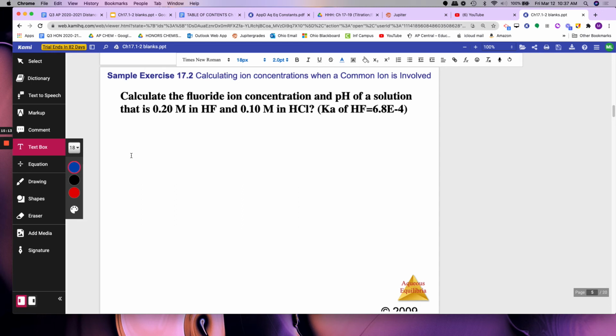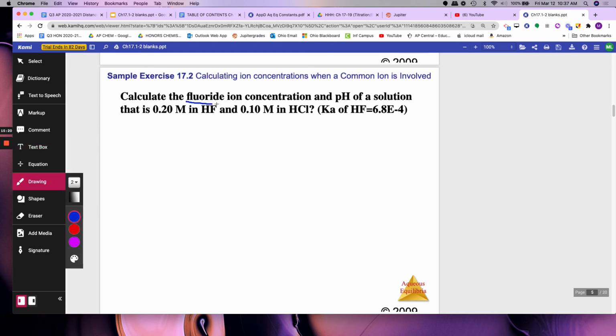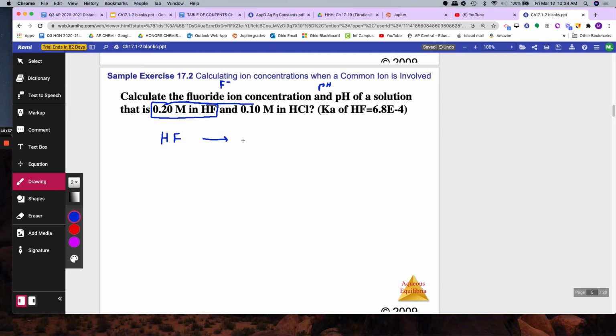Okay, so it says calculate the fluoride ion concentration. So that means fluoride ion is F minus. That's what they want. And the pH of the solution. So they want the pH, so they want the H pluses, which is 0.20 molar HF. So what you're going to do here is write the equation for the acid. Okay, that's what you do first in these problems.